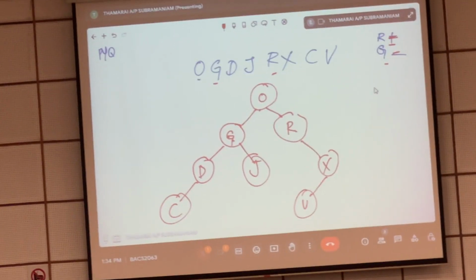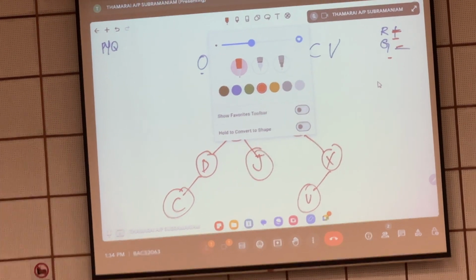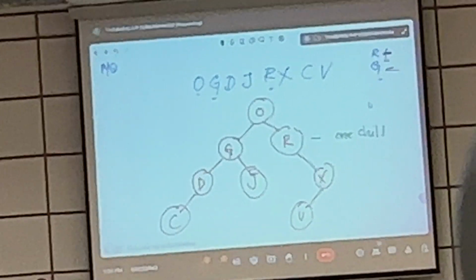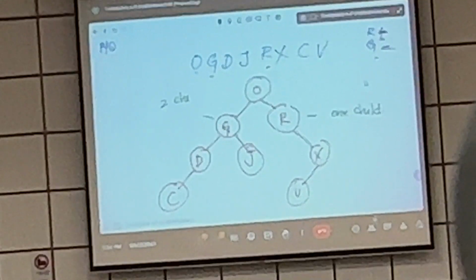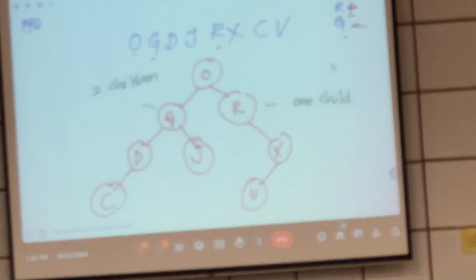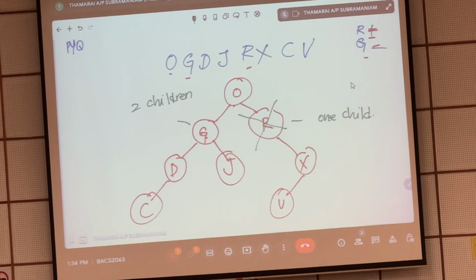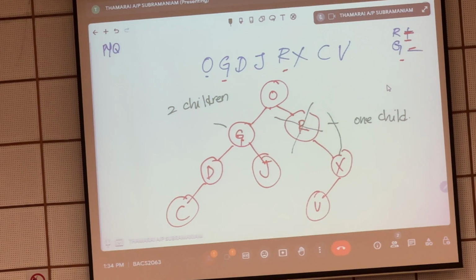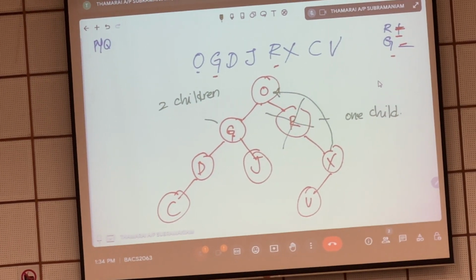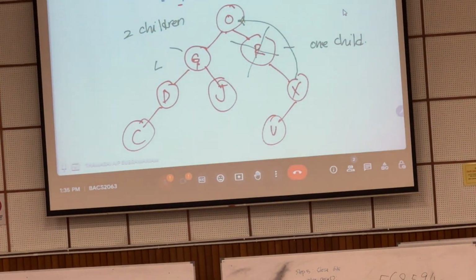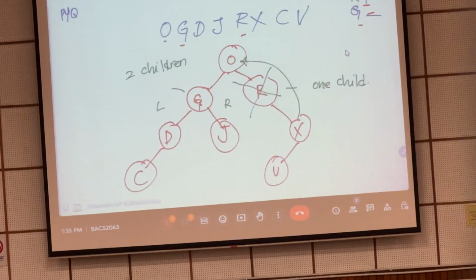Remove G. Okay, now let's see. So R has one child. G has two children. And how are we going to remove? If I want to remove this, I take their child and put it to my grandparent, the parent of R. Now for G, I can go to the left or I can go to the right.